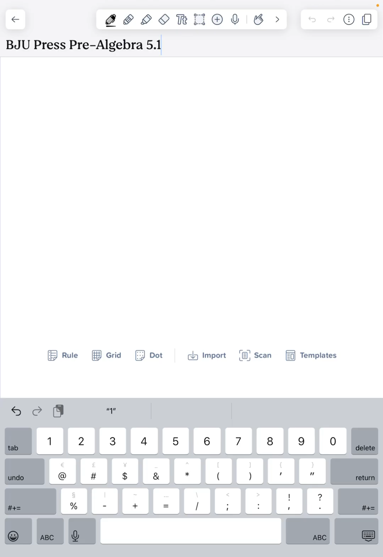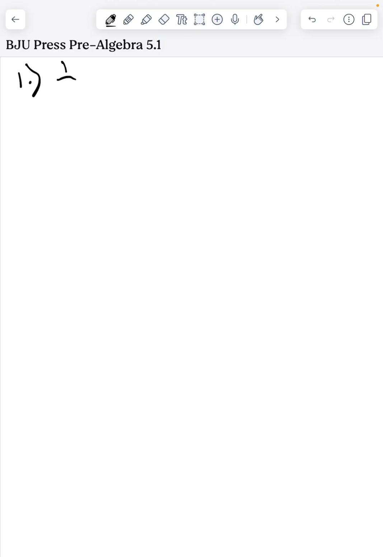Number 1 is 1/5 plus 2/5. They're starting us off nice and simple. Common denominators are already there, which means we just add the numerators. That gets us 3/5.